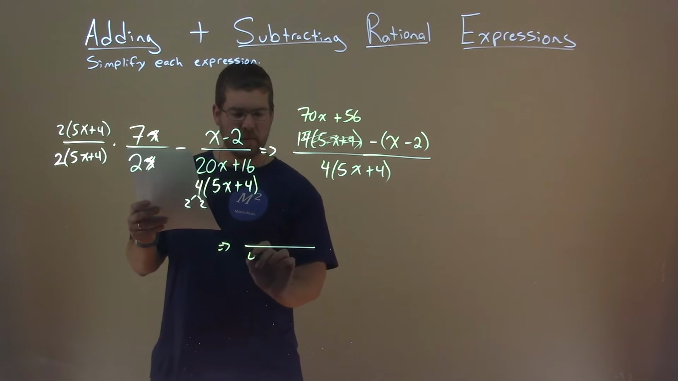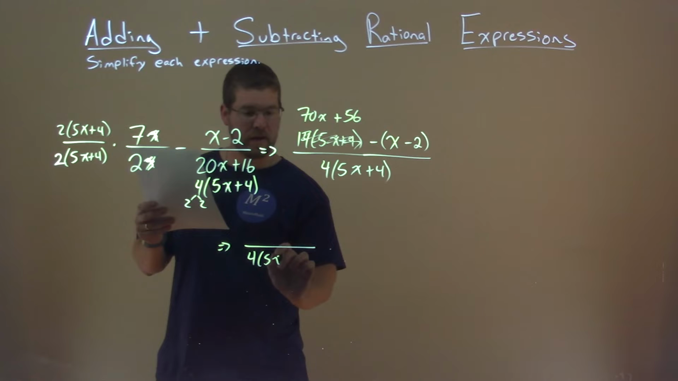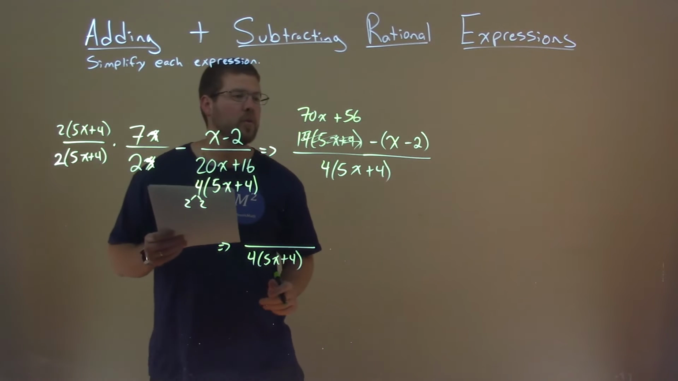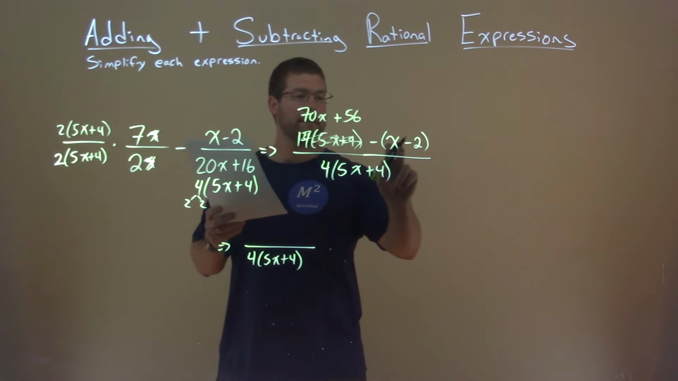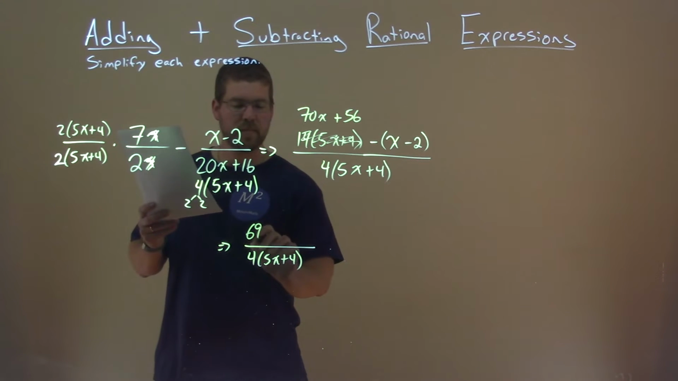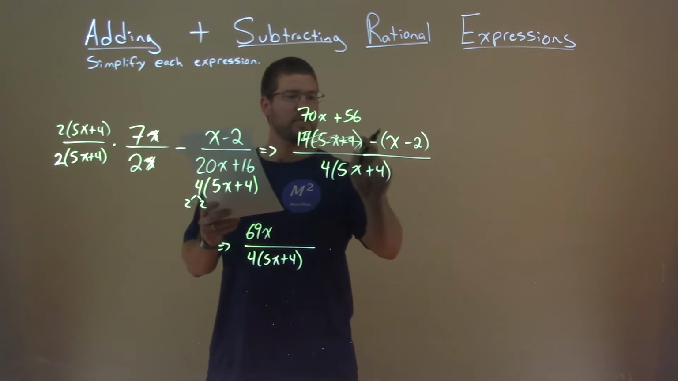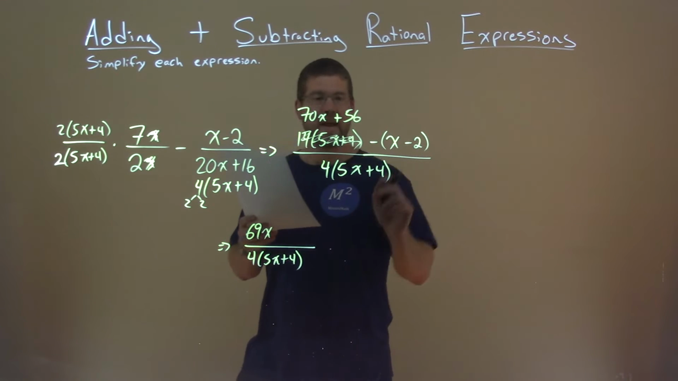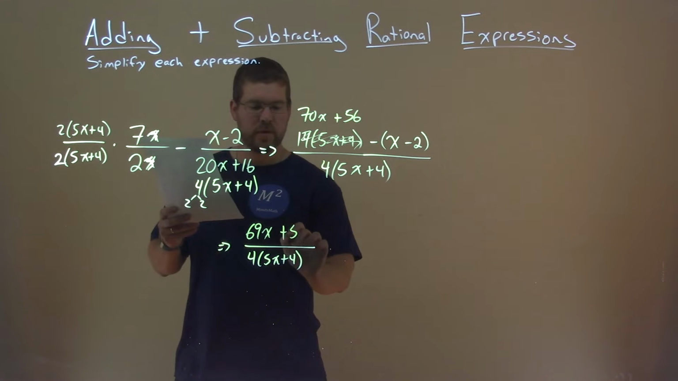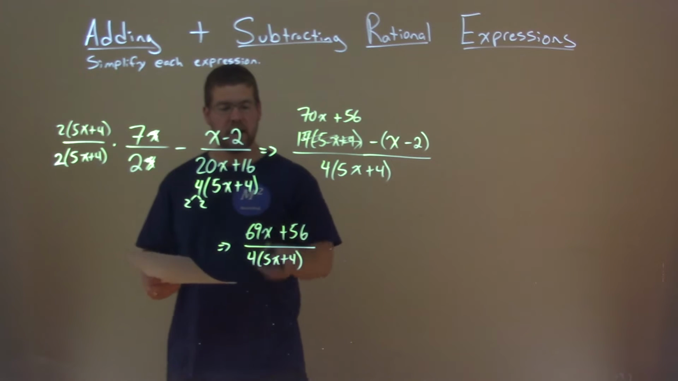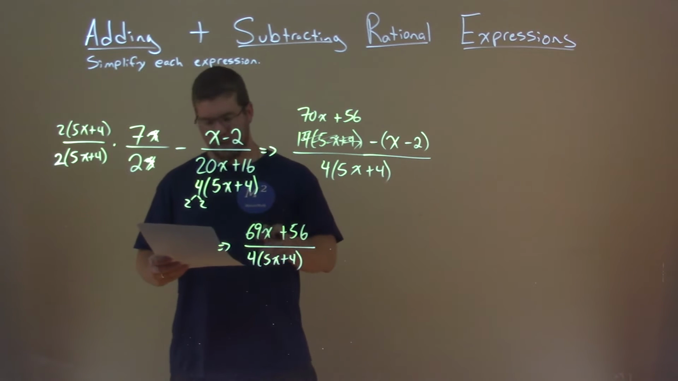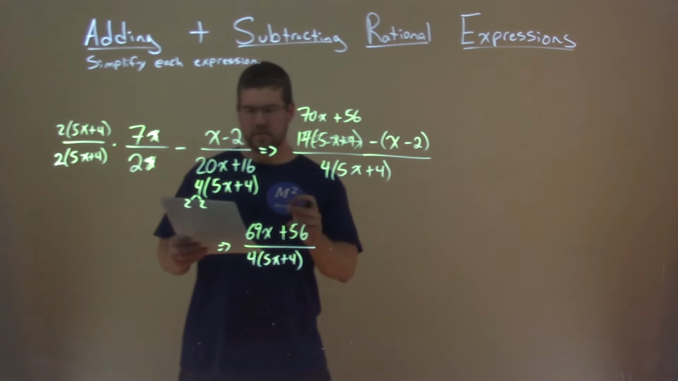Okay, denominator stays the same, 4 times 5x plus 4. But the numerator, again, combine our like terms here. 70x minus x is 69x. And 56 minus a negative 2 is like adding a positive 2, and that's plus 58. And there we actually have our final answer, 69x plus 58 divided by 4 times 5x plus 4.